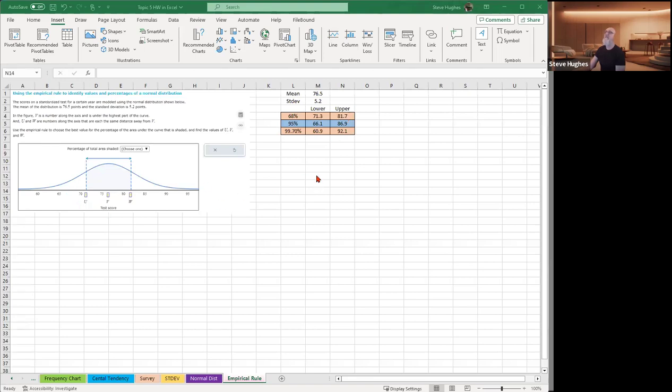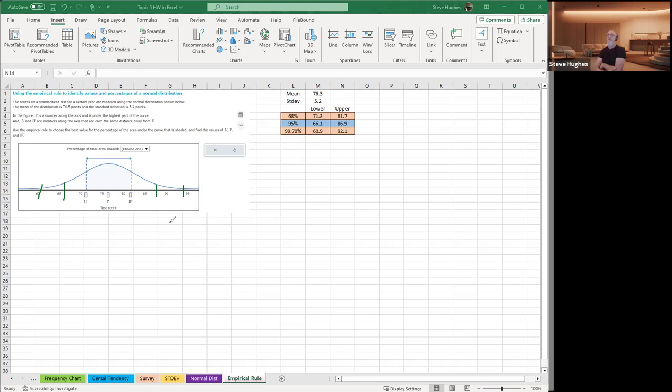The next interval out would be 66.1 to 86.9. The last one, 99.7% of the data, would be from 60.9 to 92.1. And there you've got it, guys.